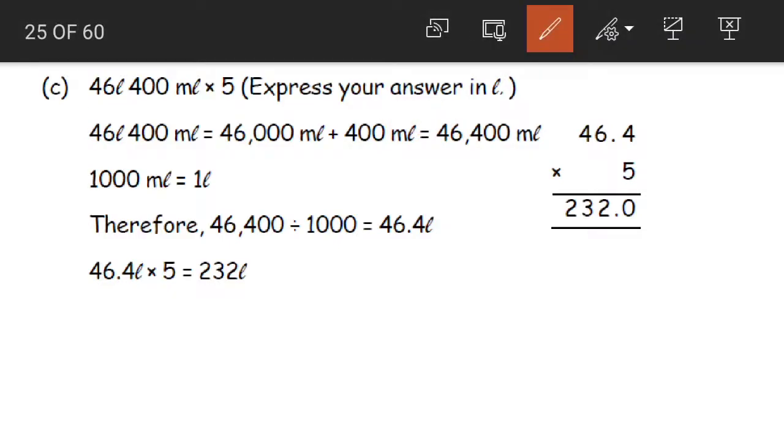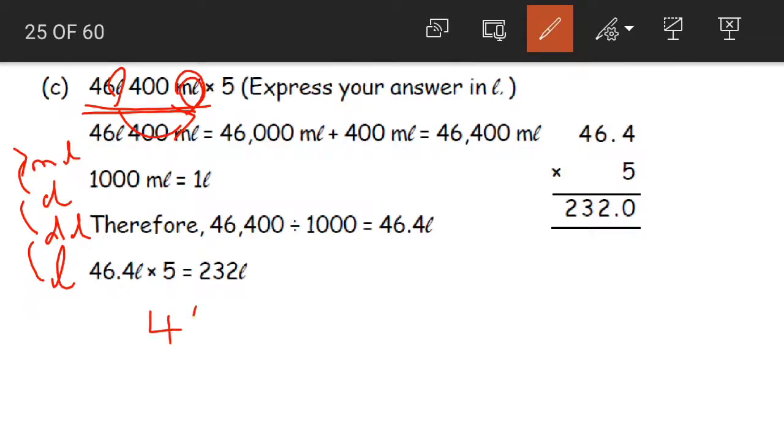In the first method, what do we do? We convert the entire thing into the lower unit of measurement. Here milliliters is the lower unit. Milliliters, centiliters, deciliters and liters. Milliliters is the lower unit of measurement. We are converting liters into milliliters. 1, 2, 3 jumps. So 46 liters is equal to 46 multiplied by.